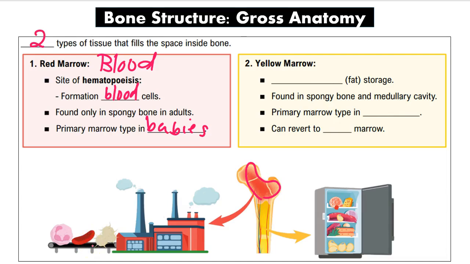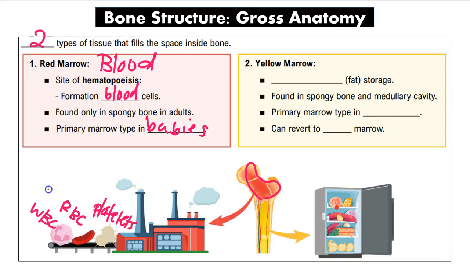Is because when you are growing and you're a baby, you're going to need a lot of nutrients to help you grow. And so you're going to be creating platelets, red blood cells, and white blood cells, or components of blood. All right? So that's the whole goal.